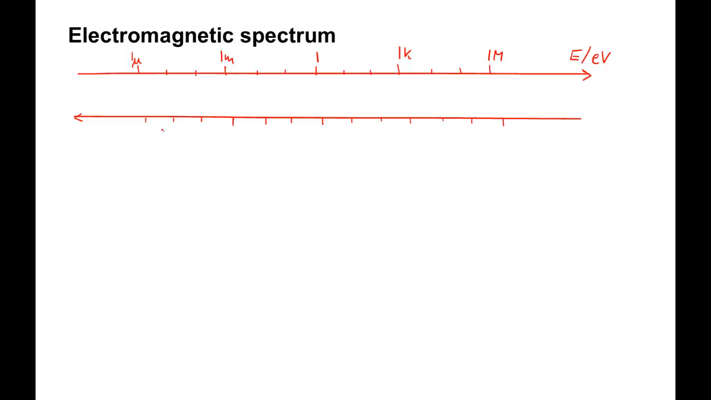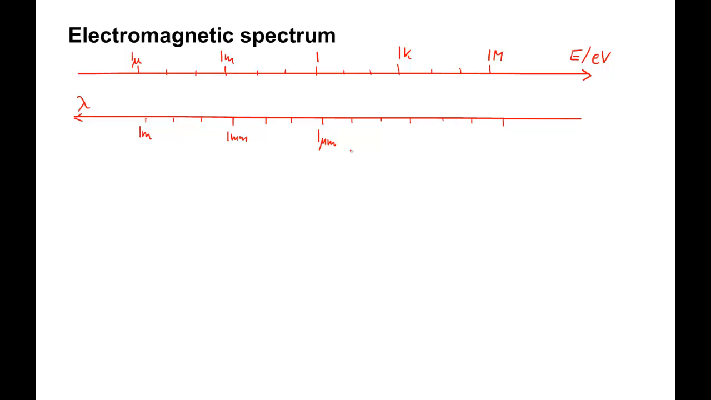The second axis is a wavelength axis with a wavelength lambda. It goes in a reverse direction. Low energies correspond to long wavelengths. For example, 1 microelectron volt is about 1 meter. 1 millielectron volt is about 1 millimeter. 1 electron volt is about 1 micrometer, and so on.